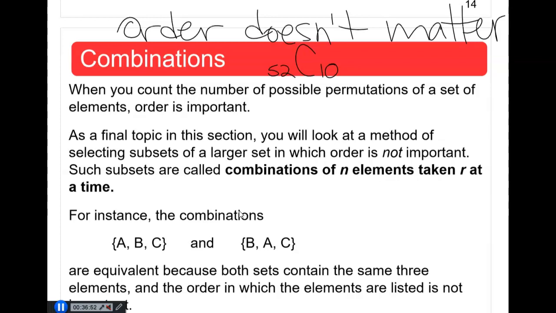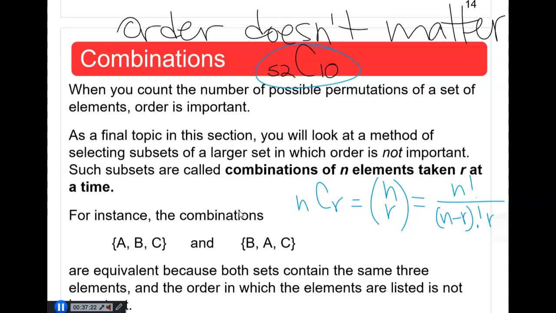As a final topic, like we saw on the list of objectives, we will look at this method and the formula. Of course, we're familiar with it from section 9.5, the binomial theorem. The formula is the exact same, the same formula we used to find the binomial coefficients. So n factorial on top. On the bottom, we have n minus r factorial, times r factorial.